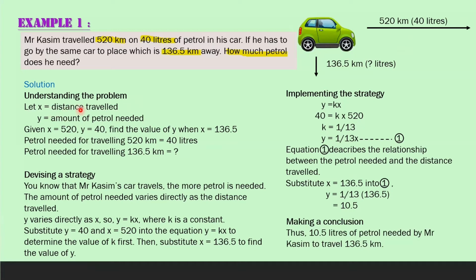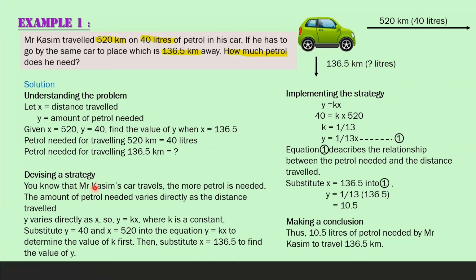Let x equal the distance traveled, y equal the amount of petrol needed. Given x equal to 520, y equal to 40, find the value of y when x equal to 136.5. Petrol needed for traveling 520 kilometers equals 40 liters. Petrol needed for traveling 136.5 kilometers is how much petrol?